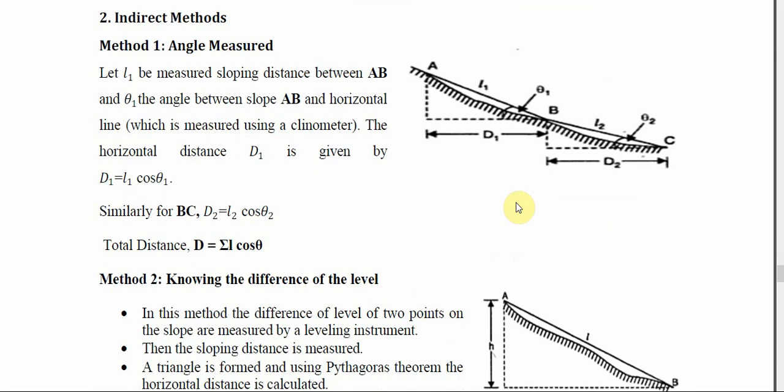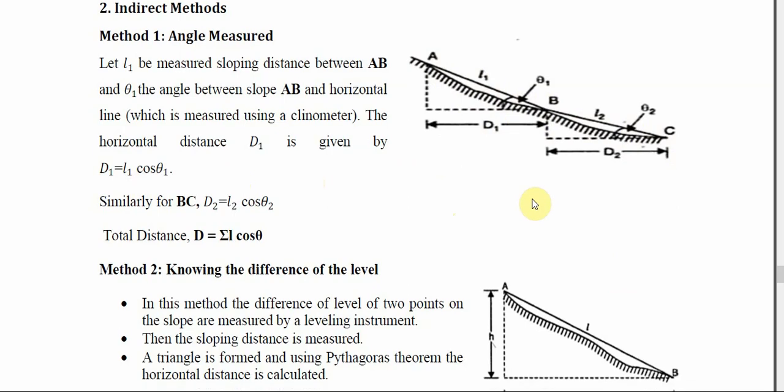The next methods are indirect methods. The first method involves measuring the angle of the slope. If we know the angle of the slope, let's say theta 1, and if you measure the sloping distance L1, you can calculate the horizontal distance D1 by trigonometry. Similarly, lengths are calculated over constant slopes, and then the total length is found using all the horizontal lengths.